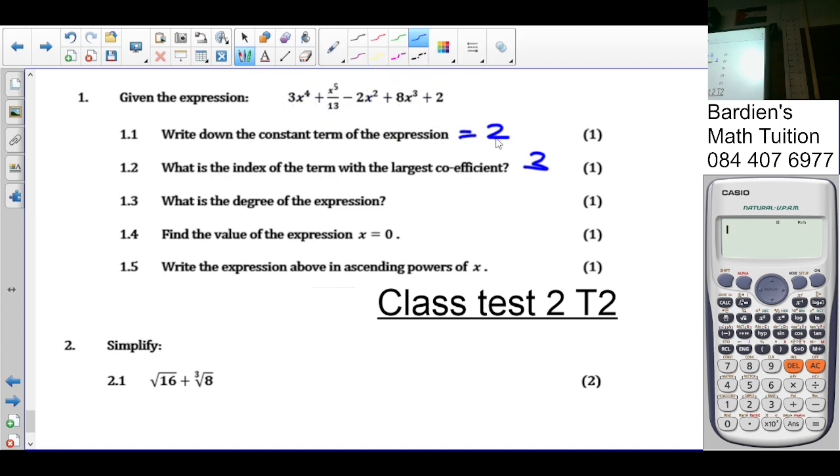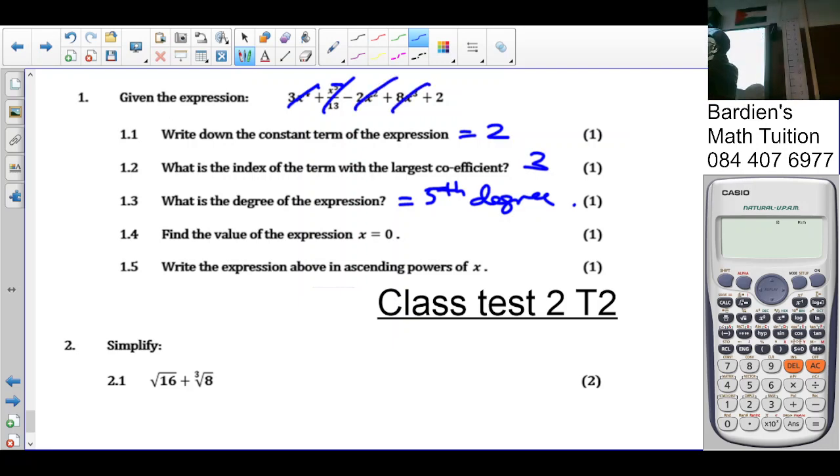Let's look at the next one. It says, what is the degree of this expression? So what's the highest exponent on x here? 5. So it's the 5th degree. 1.4. What is the value of the expression if x is equal to 0? If x is equal to 0, then 3 times 0 to the 4 is 0. Not so. 0 to the 5 is 0, divided by 13 is 0. Negative 2 times 0 squared is 0. 8 times 0 cubed is 0. So what you're left with? 2. The expression value is 2.